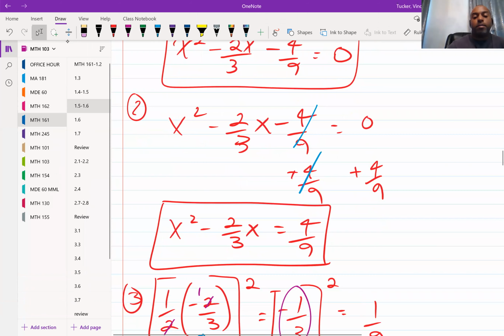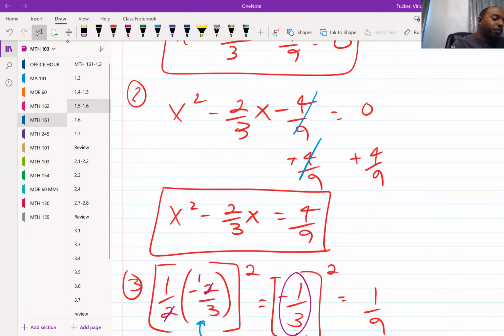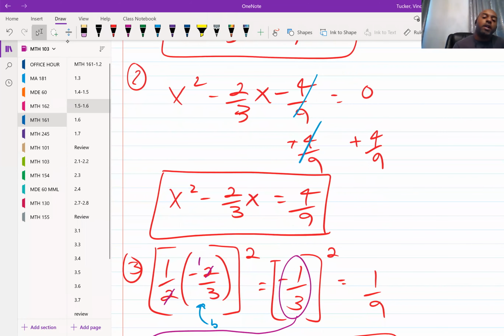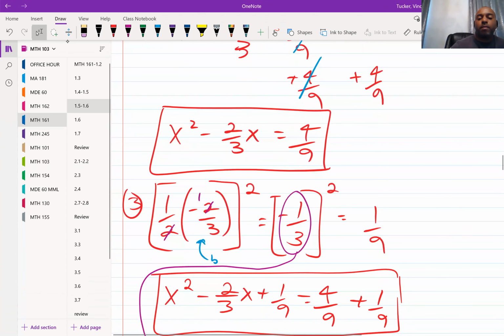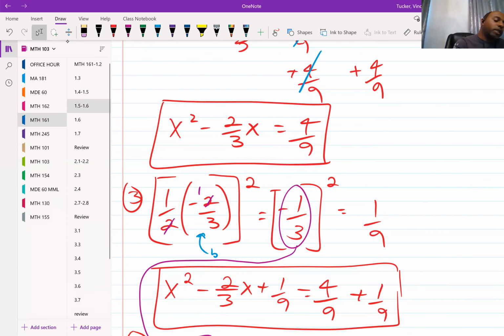Now, third step, you need to take half of your b term. So half of -2/3, remember this is multiplying by 1/2. So in this case, it's -2/3. So 1/2 times -2/3 will reduce down to -1/3. And then squaring that will be 1/9. And you'll add that 1/9 to both sides of your equation.